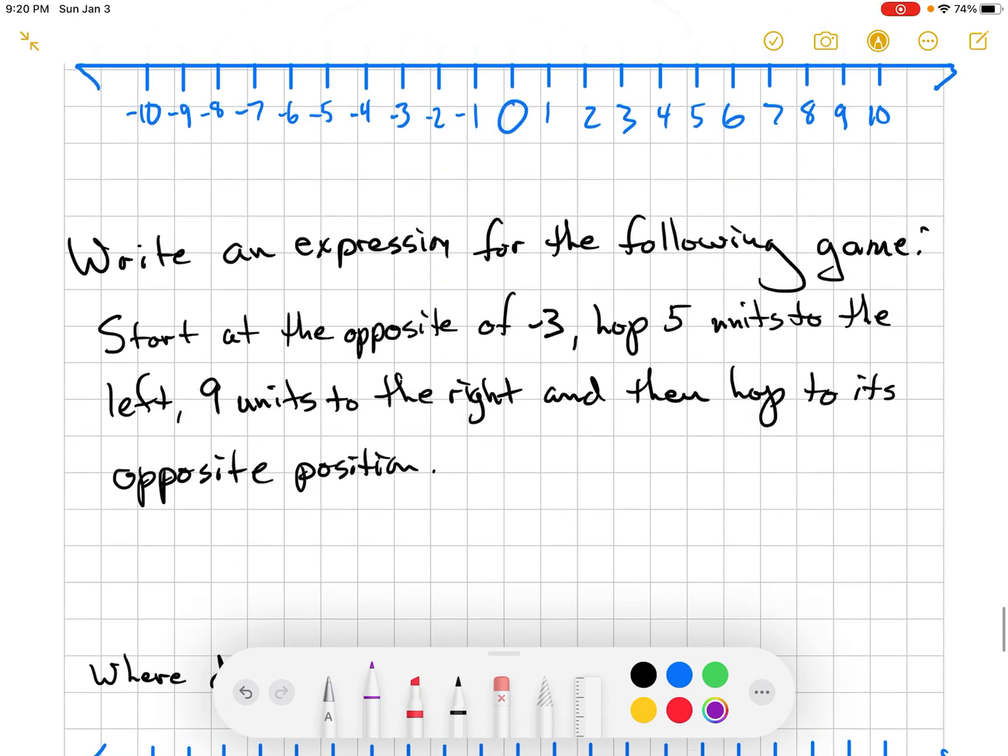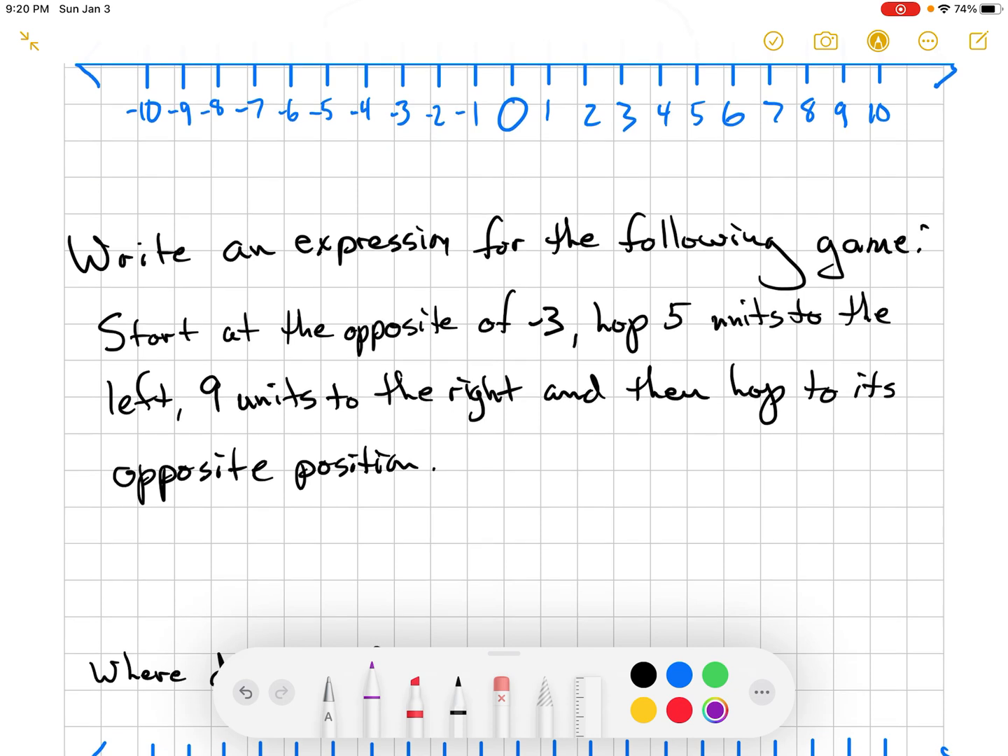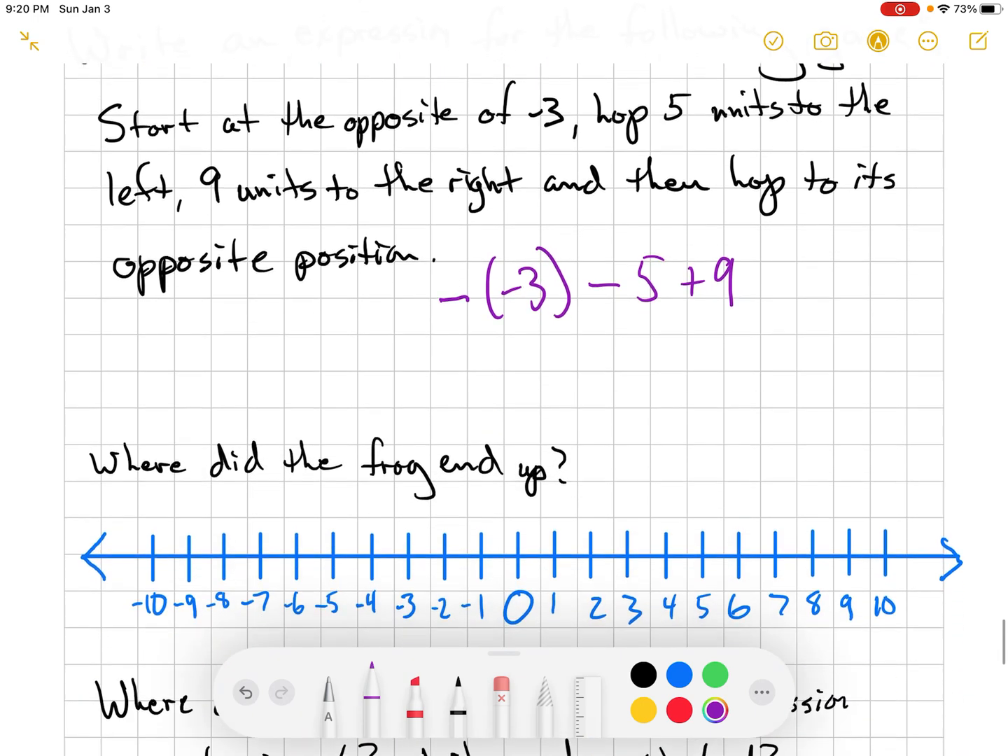Okay. Write an expression for the following game. Start at the opposite of negative 3. The opposite of negative 3. Hop 5 units to the left, so subtract 5. 9 units to the right, so that's plus 9, and then hop to its opposite position. Ooh. Well, where did that frog end up?